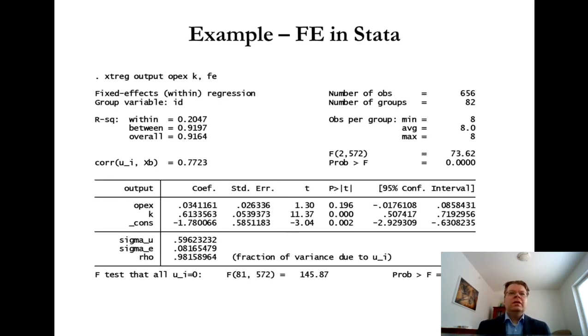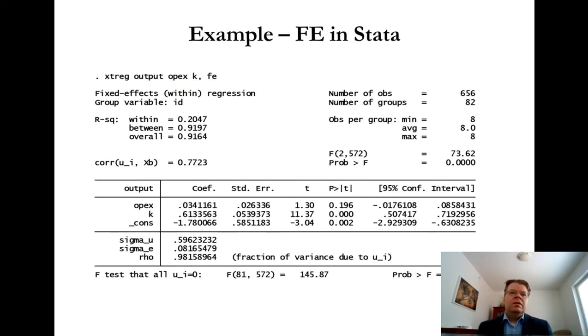To illustrate, here are the results of the fixed effects estimation in STATA. Notice that, as in the previous cases, this regression output is very similar to the usual OLS. There are a couple of points to note though. As I mentioned, we need to indicate in STATA the so-called group variable. I had this ID code as the group variable, and in this data there were 82 groups, so 82 firms in the sample. And then we also need to indicate what the time variable is. That was the year.